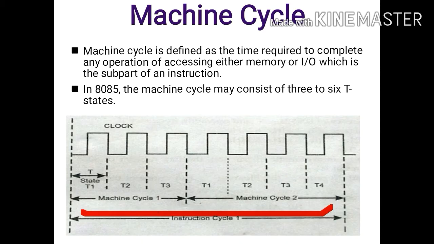The machine cycle may consist of 3 to 6 T states. In the diagram, you can observe that machine cycle 1 consists of 3 T states, T1, T2 and T3. Machine cycle 2 consists of 4 T states, T1, T2, T3 and T4. So, what is meant by T states?